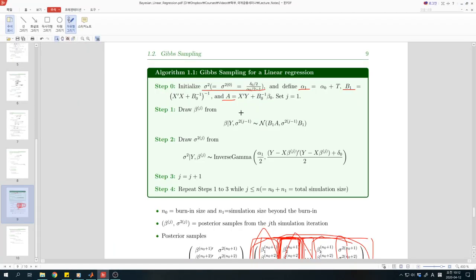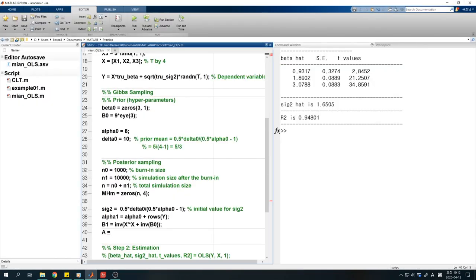A is X prime y plus B0 inverse beta 0. Right? X prime times y plus the inverse of B0 times beta 0. Where is beta 0? Beta 0. This is literally A. This is literally B1. Right? B1. Okay.